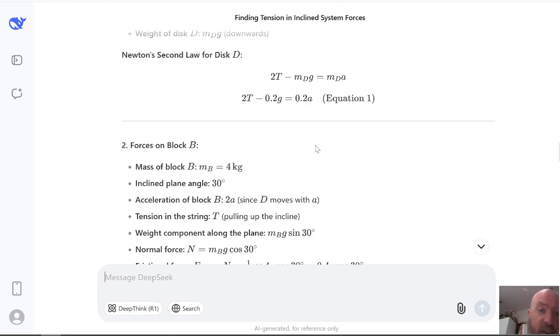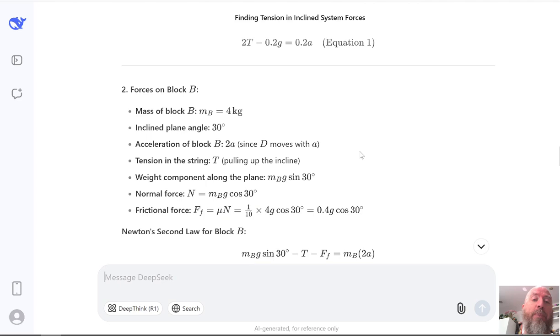Then block B, inclined plane, acceleration of block B, normal force. So the normal is perpendicular to the surface. I don't know if your teachers would use the word normal, but if you do some fancy maths next year, you will see the word normal a lot in mathematical methods and vector spaces and stuff. So yeah, you'll get that.